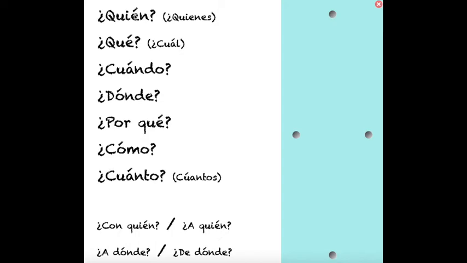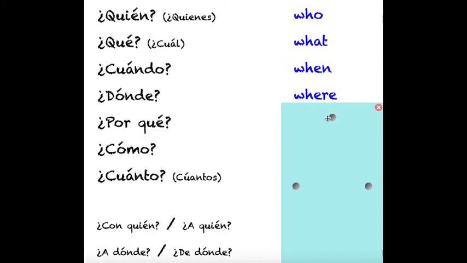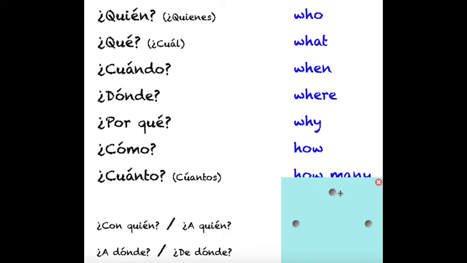Entonces, ¿quién? ¿Qué? ¿Cuándo? ¿Dónde? ¿Por qué? ¿Cómo? ¿Cuánto o cuántos? ¿Quién o quiénes? Who? ¿Qué o cuál? What or which? ¿Cuándo? When? ¿Dónde? Where? ¿Por qué? Why? ¿Cómo? How? ¿Cuánto o cuántos? How much or how many?